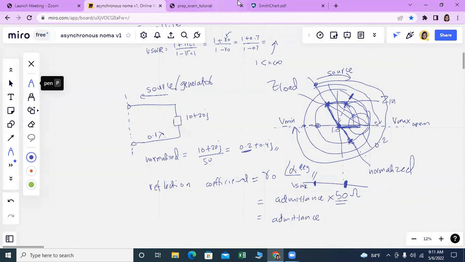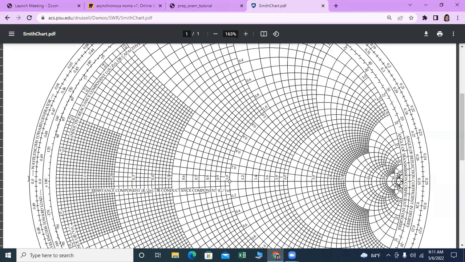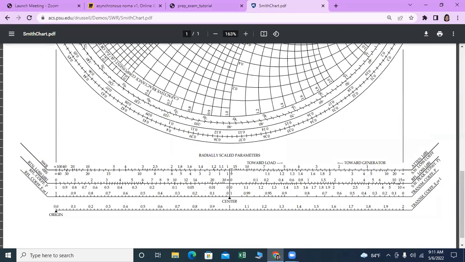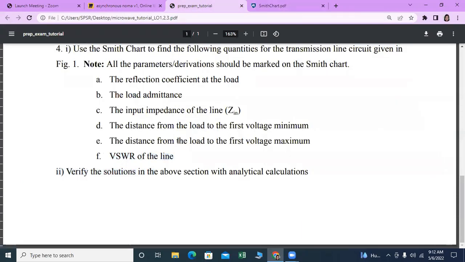The VSWR value is given in the first scale here. From the center, you can measure towards the left side, because we are going towards the generator. You can find some value between 1 and infinity. So you can basically use the VSWR scale.